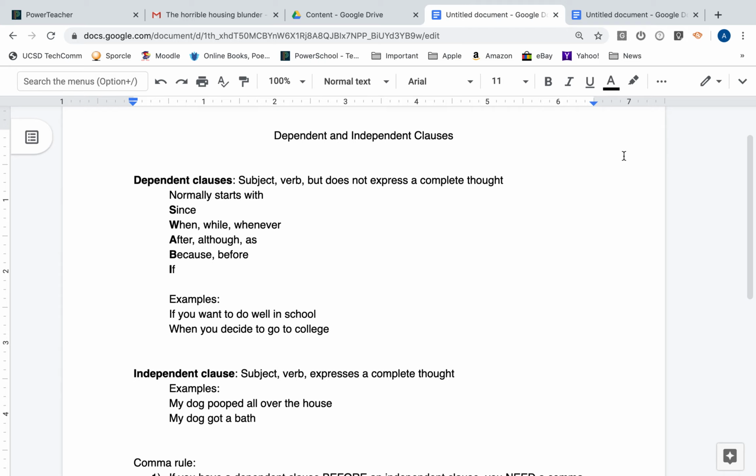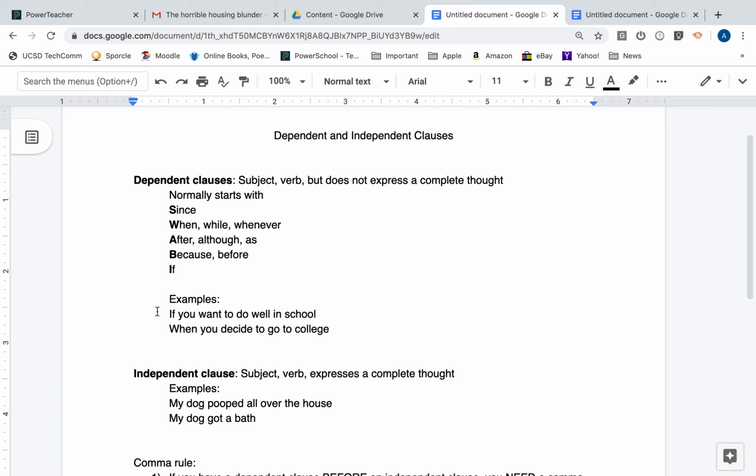So first we're going to start out with what is a dependent clause. A dependent clause has a subject, a verb, but it doesn't express a complete thought. Okay, it normally starts with, people use the word swabby: since, when, while, whenever, after, although, as, because, before, if. So if you think about swabby, okay, words like that are going to start a dependent clause. So let's look at some examples.